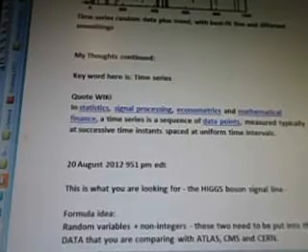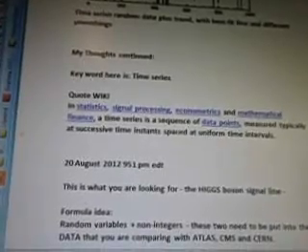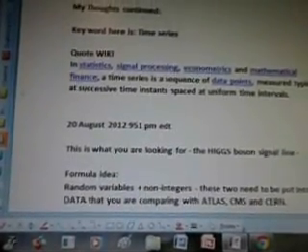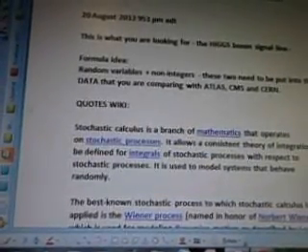My thoughts continue. Keyword here is time series. Quote Wiki: in statistics, signal processing, econometrics, and mathematical finance, a time series is a sequence of data points, measured typically at successive time instants spaced at uniform time intervals. 20th of August 2012. This is what you're looking for, the Higgs boson signal line. Formula idea: random variables plus non-integers. These two need to be put into the data that you are comparing with ATLAS, CMS, and CERN.